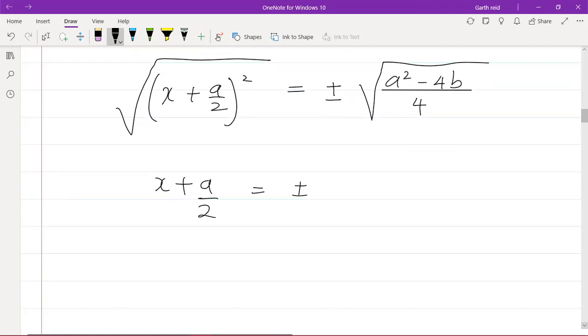Now, whenever we take the square root of a fraction, you should remember from surds that we have to take the square root of the numerator and the square root of the denominator, right? So the square root of a squared minus 4b all over 4 is the same as saying the square root of a squared minus 4b all over the square root of 4, which is 2. All right, excellent. So I'm almost there.